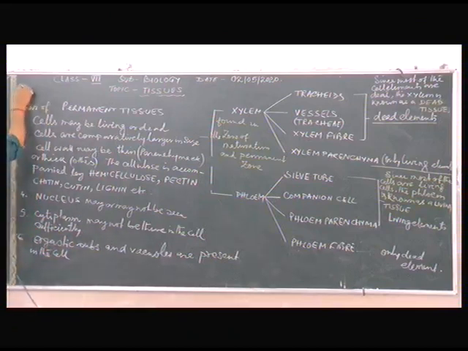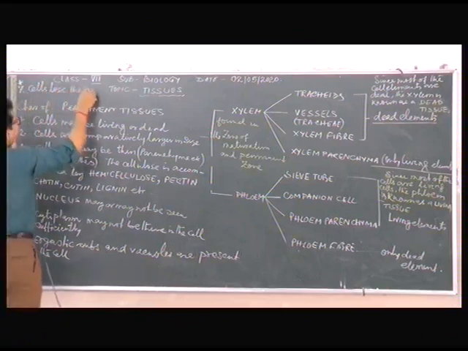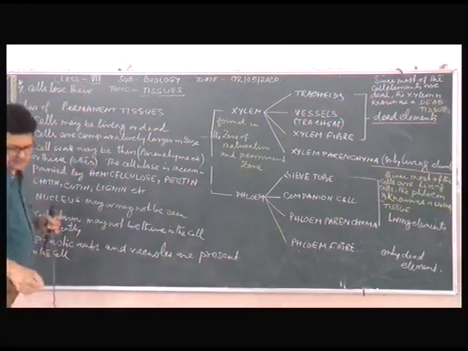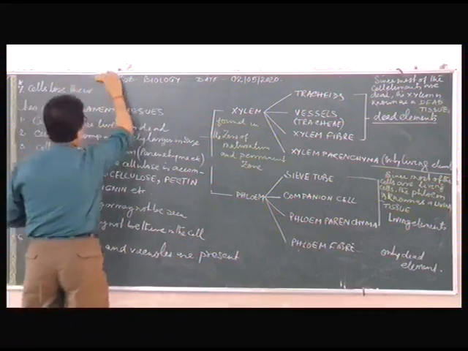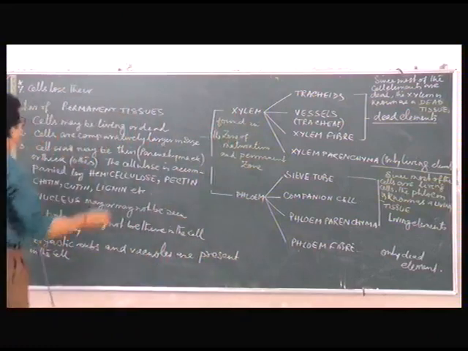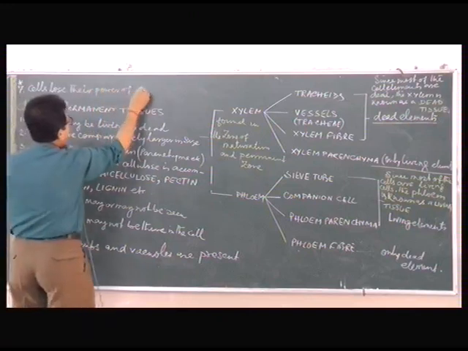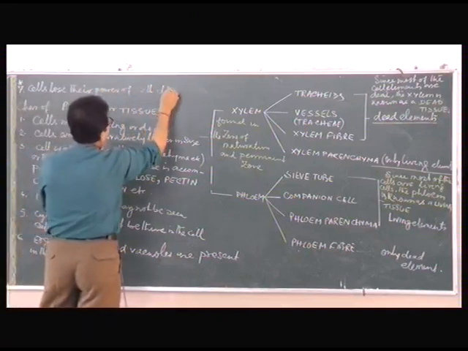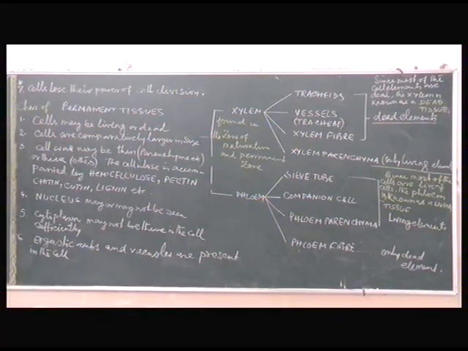And last but not the least, a very important feature, that is, cells lose their power of cell division. These are the characteristic features of permanent tissues.